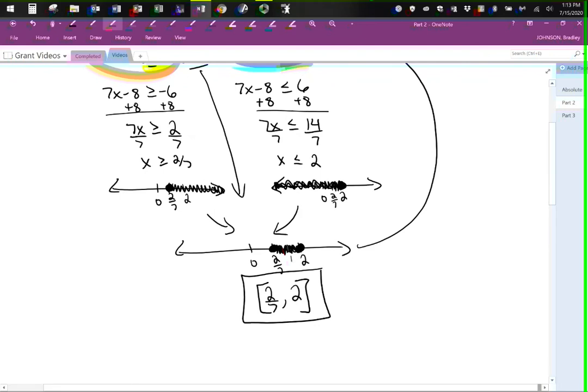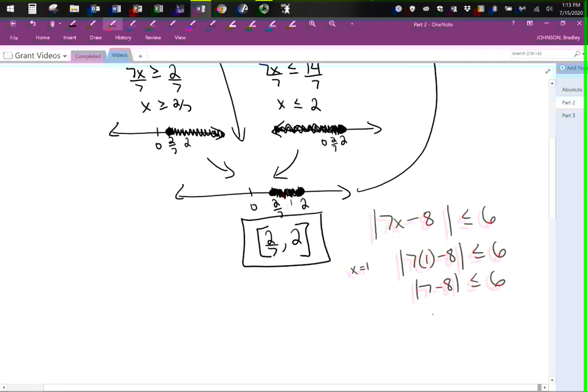Okay. We could check, if we'd like, we could check any value, right? Let's see, it looks like a 1 would land in between there. So if I take the absolute value, and we had 7x minus 8 less than or equal to 6. If I take x equals 1, let's just check that. 7 times 1 minus 8, is that less than or equal to 6? Well, 7 times 1 would give you 7. We have the absolute value of now 7 minus 8. That would be -1. But the absolute value of -1 would give us a non-negative, which would be a +1. Now, is +1 less than or equal to 6? Yes, that sure is. So having x equal 1 in our solution set does make sense.